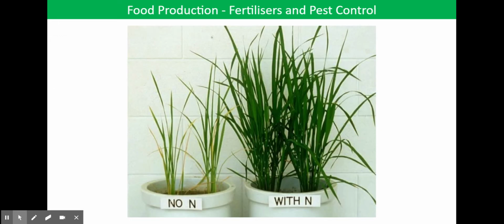Now, there are three key elements that are included in these fertilizers. Firstly, nitrogen. Nitrogen is absorbed in the form of nitrates. Nitrates help plants produce amino acids that form proteins, which are going to increase the plant's biomass and therefore growth. If you have insufficient nitrates in a plant, you're going to have poor growth, and actually you see the leaves start to turn yellow.